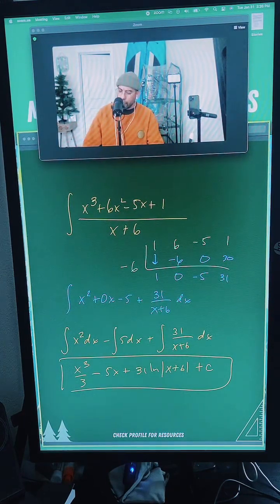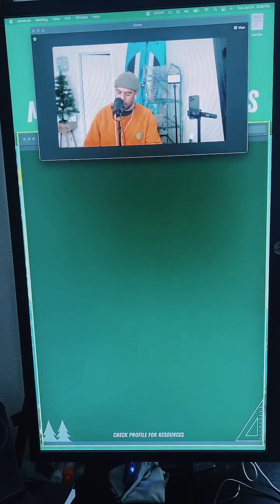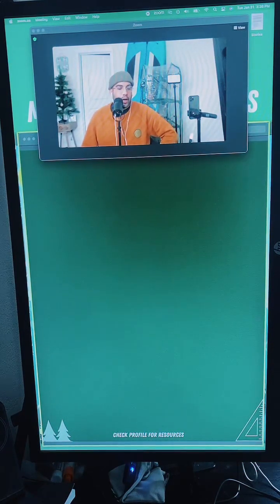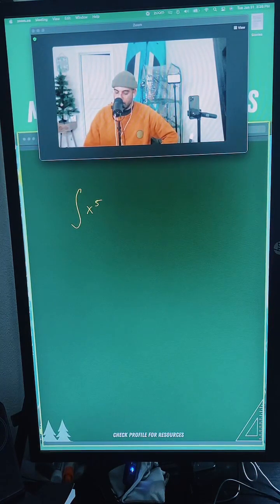Okay. Someone was talking about rotations, so I feel like we should do that. Wait, before we even continue, this is a really interesting one that we can do. The integral of x to the 5th, e to the x cubed dx.